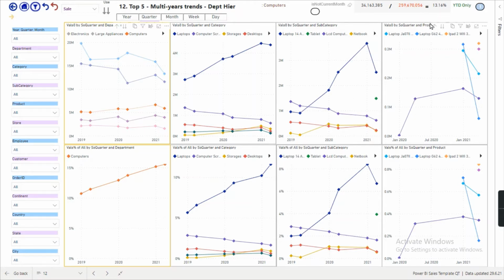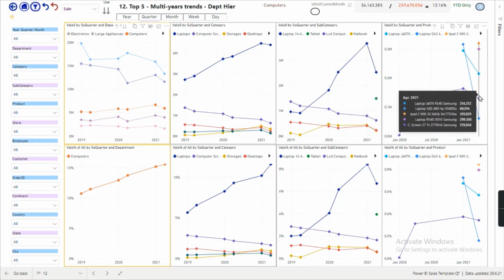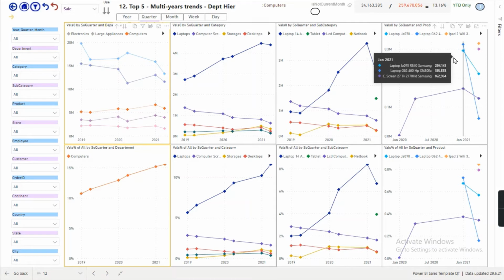What we see here are products. Most products have a short lifetime, under 1 year, but there is one that is multi-year. This one is, let's see, computer screen, 27-inch from Samsung. So this one is a favorite for many years in the top 5. Fine.